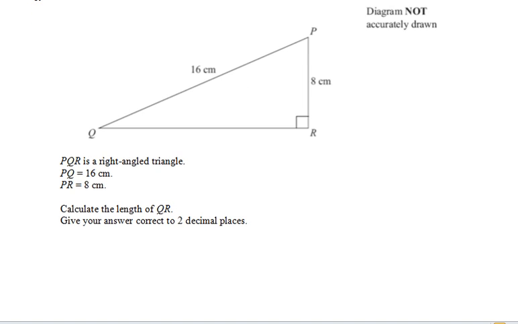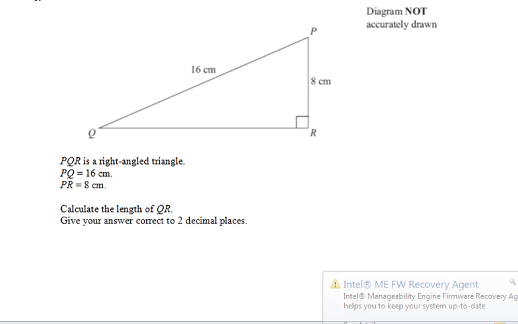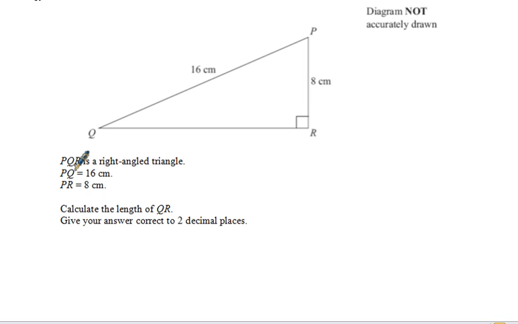Okay, here's a question with a right angle triangle, and we need to look at what was given and what was asked. So we've been given a right angle triangle, we've been given one side PR, 8 centimeters, and another side PQ, and we've been asked to calculate the length of the third side, say x.